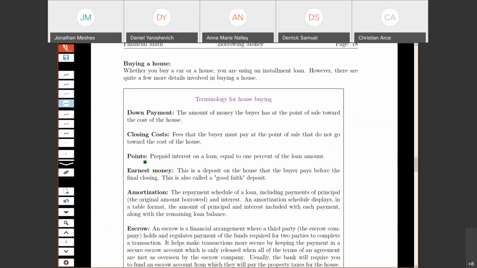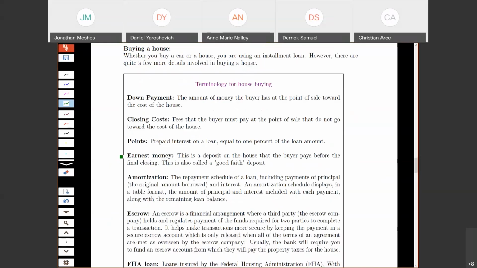So the idea of points is these are percentage points of the amount of money that you borrow, right? So if we say like 3 points, it's 3% of the money that you're borrowing. Okay, and the idea is that sometimes the bank will give you the option to pay points, so you're paying extra money ahead of time to get a better interest rate. Okay, and we'll look at an example of that later on.